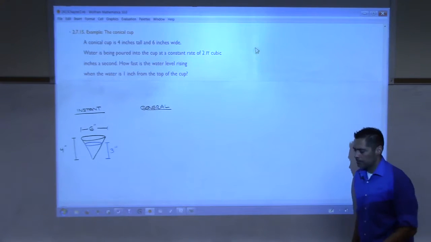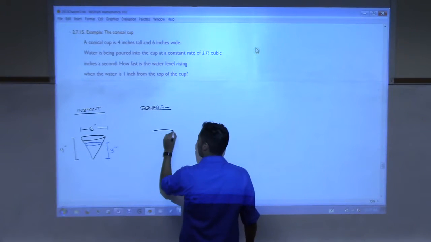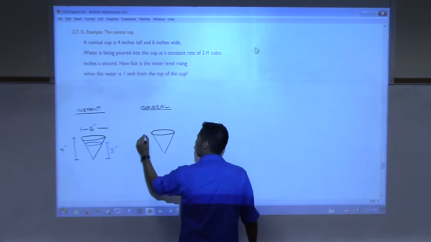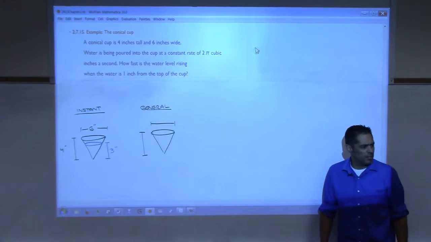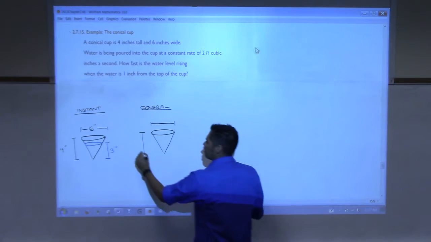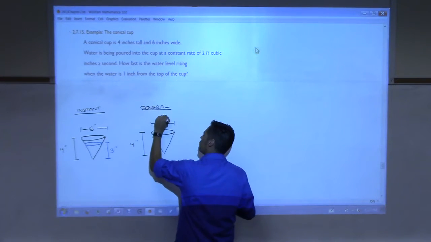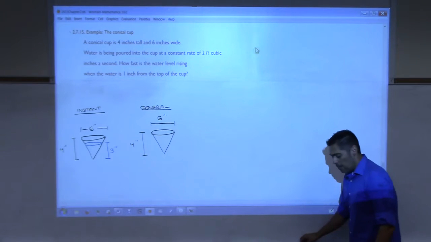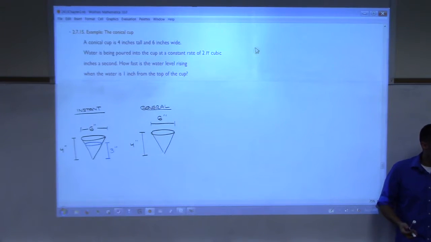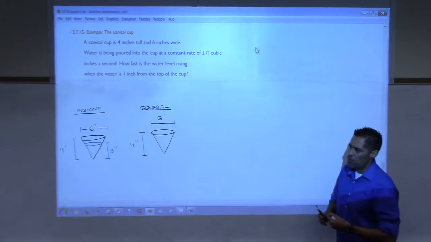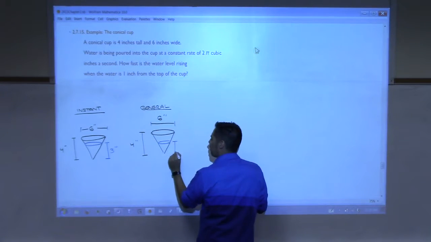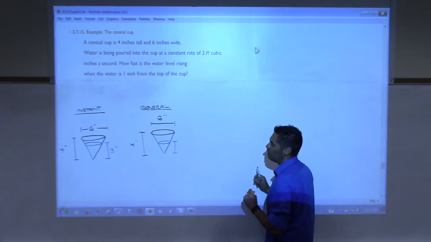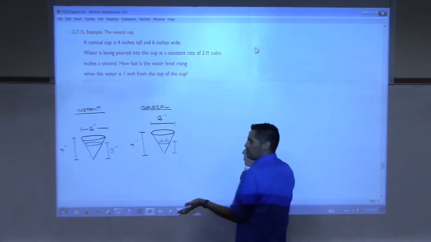With me? In general, can I still label this 4 and 6? Yeah, that doesn't change. The cup's the cup, right? So this is still 4 inches. This is still 6 inches. And now my water level, can I put that at 3 inches? No, it's changing, right? So I have to put the water level in here. And just remember that the water level from here to here is not fixed in the general picture. This is going up, right? This water level is coming up.